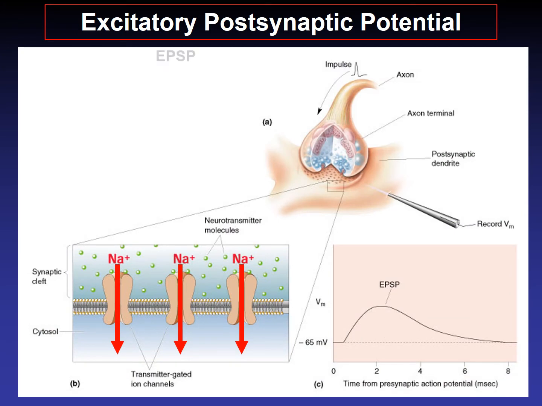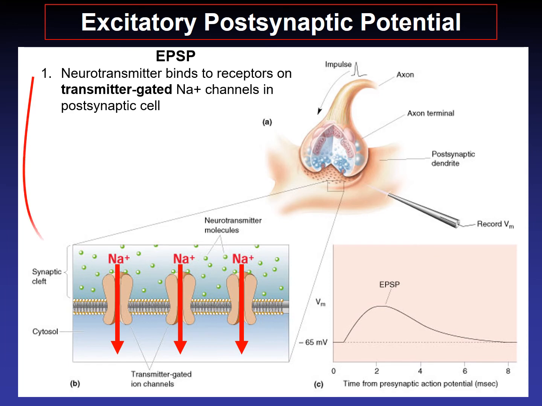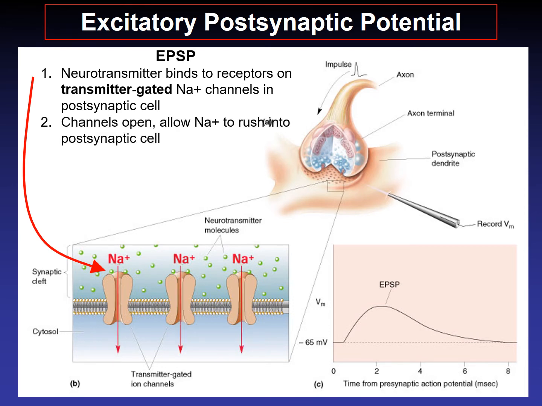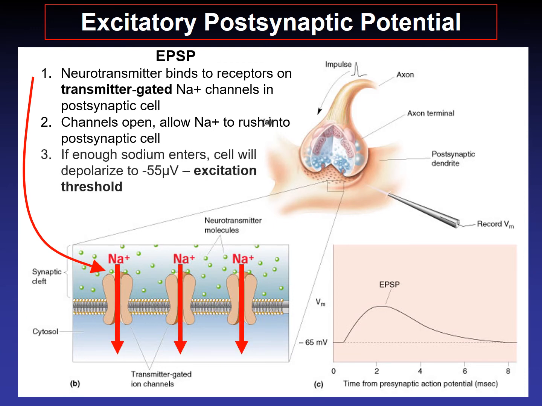So in the case of the excitatory postsynaptic potential, we're going to have neurotransmitter bind to receptors on the transmitter-gated sodium channels in the postsynaptic cell. And that is going to allow sodium to flow into the cell. When the channel opens, sodium rushes in to the postsynaptic cell. And if enough sodium enters, the cell will depolarize to the excitation threshold of -55 millivolts. So we see that over here on the right in this graph.